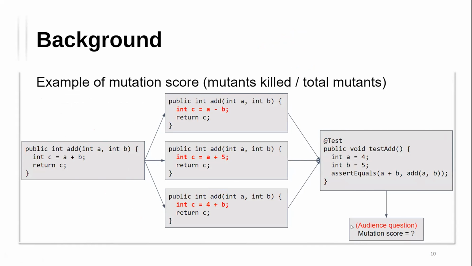As a quick question, I suppose would be: what is the mutation score for this example? For this one test, not really a test suite. So here we have 3 mutants.